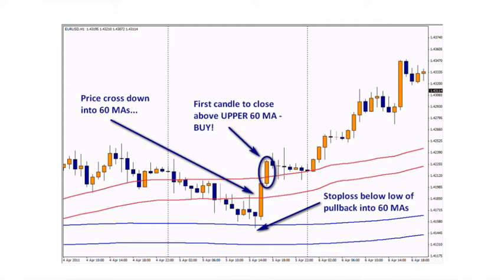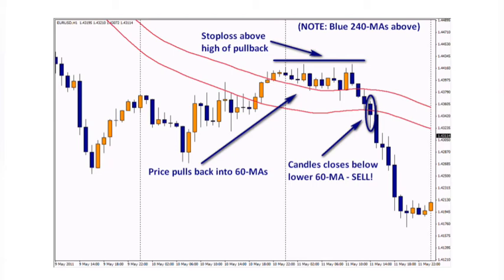Here's an example. You can also see in the above chart where we place our stop loss. It's always below the low of the pullback for a long, or above the high of the pullback for a short. Let's take a look at a short entry example. Fairly simple and straightforward, right?